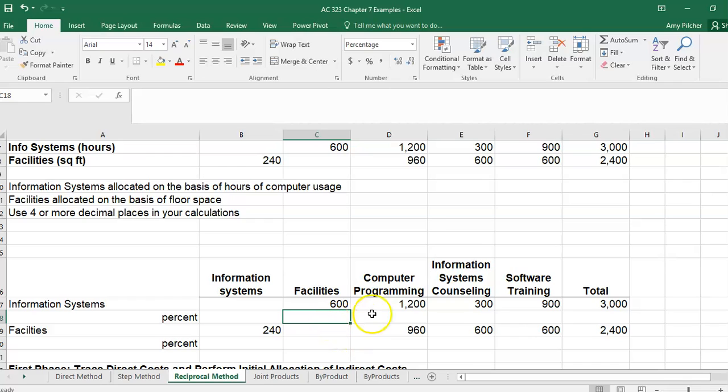In our first step, it's the same under all three methods: direct method, step method, and reciprocal method. We figure out the percentage of usage as a percent of the total.